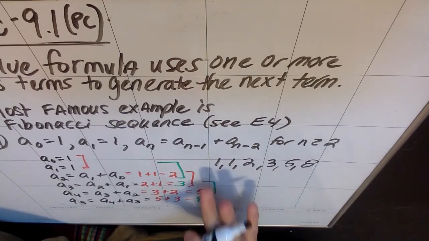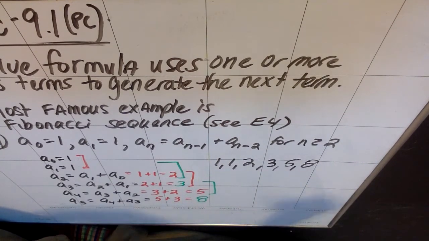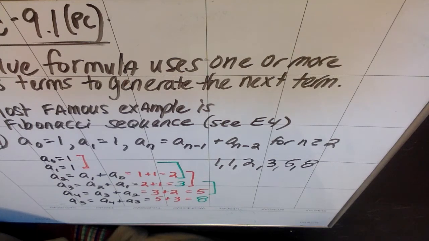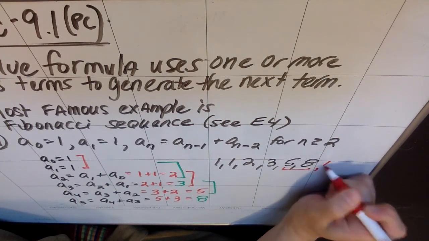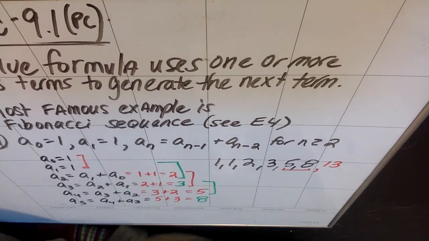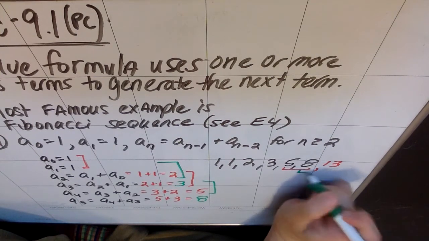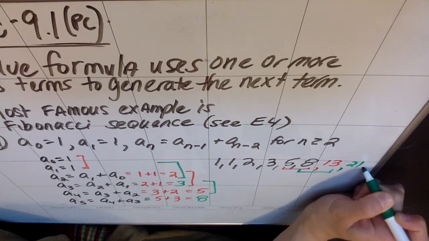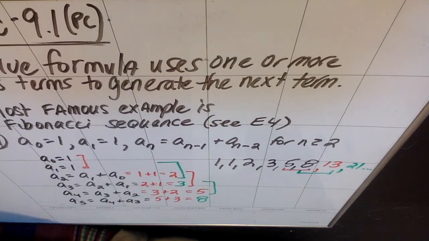And I could keep going, and it's actually much easier to see once you get the pattern here. To get the next term, I would do 5 plus 8, and it would give me a 13. And then I would do 8 plus 13, and it would give me a 21, dot, dot, dot. I can keep going like this forever. The next one's 34.